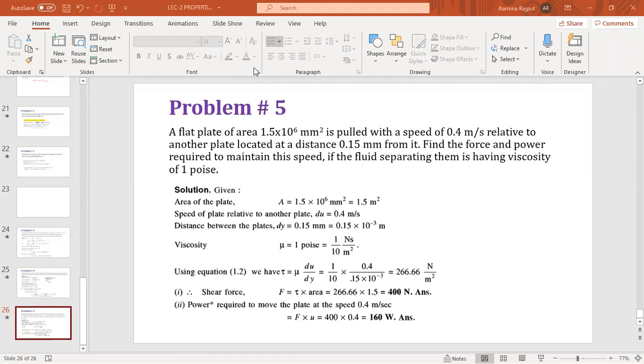Now this numerical is similar to the previous one. Here the viscosity is given to you and it is asked to determine the force. You know, shear stress is force per unit area. Area is also given, so simply we have to use the same formula. You can imagine the same figure, and we have to determine the force first and then the power which is required to maintain the speed.